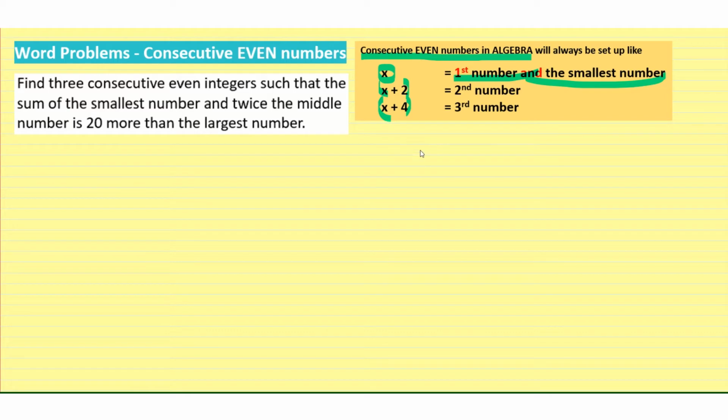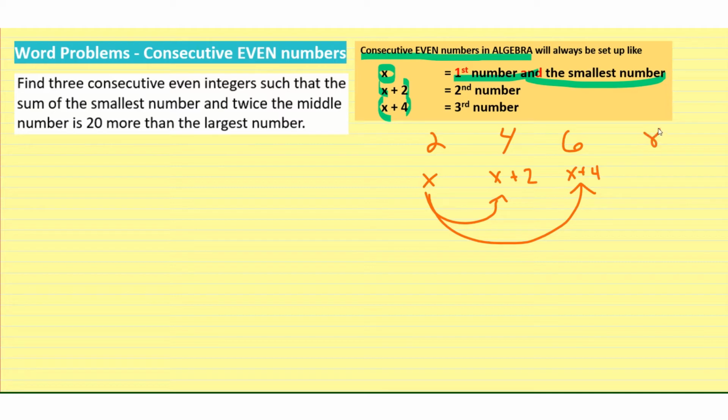Let's look quickly at an example of that. If we have 2, 4, and 6, we can call the first x. To get to the 4, we would say x plus 2. To get to the 6, we would say x plus 4. If we wanted a fourth number, to get from the 2 to the 8, we would add x plus 6. If you notice, these are always multiples of 2: 2, 4, 6, and it will continue on. So that's how we're going to set up each of those.